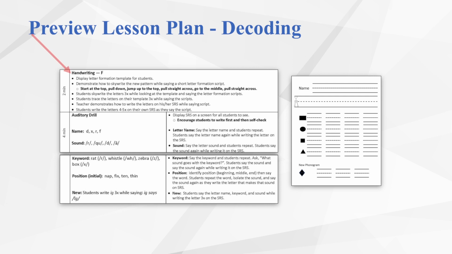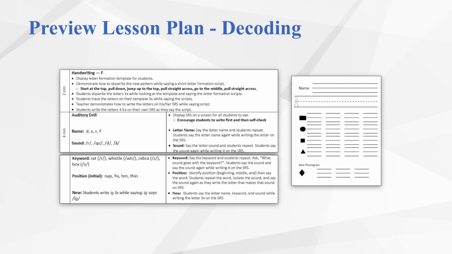Here in encoding, we'll begin with handwriting. All lowercase letters have been introduced, so we are switching to capital letters. We will use the same procedure as we did when teaching lowercase letter formation. Then we move on to an auditory drill. The triangle row is now being used and addresses initial sounds of words.